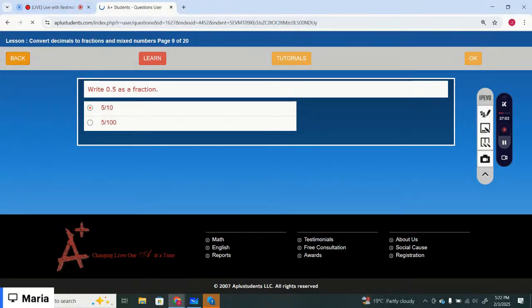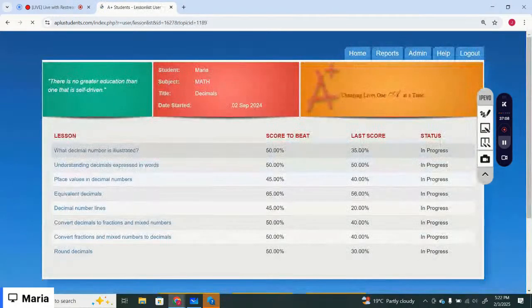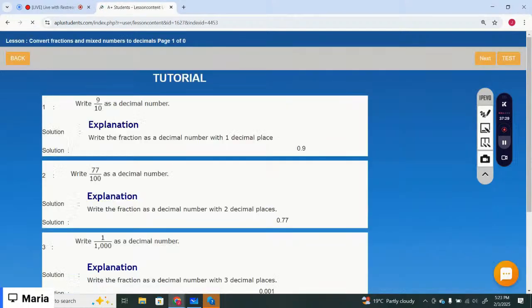Okay, you can complete the lesson by yourself later today. Let's just move on to the next lesson. The next lesson is convert fractions and mixed numbers to decimals.